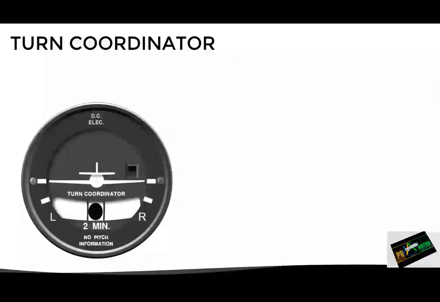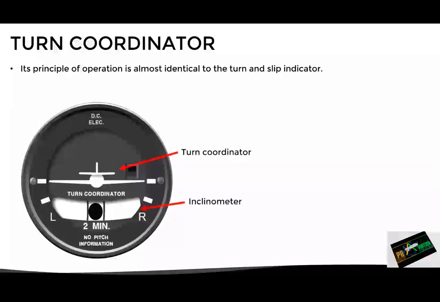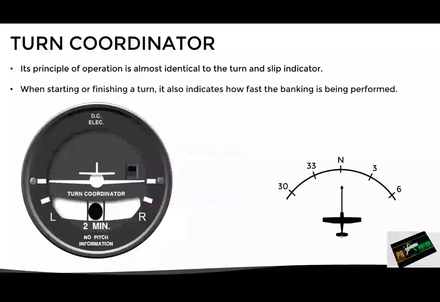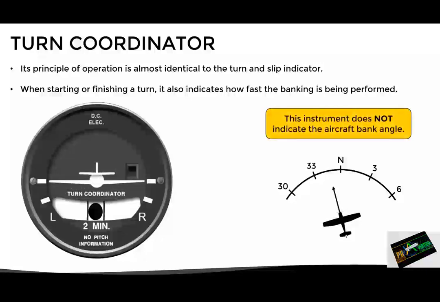The turn coordinator. The principle of operation of this instrument is almost identical to the turn and slip indicator that we have just seen. However, it has a slight difference, and it is that, when starting or finishing a turn, it also indicates how fast the aircraft is banking, not only the rate of turn. However, despite having this additional functionality, we must emphasize that this instrument does not indicate the bank angle. For that, we will have to use the attitude indicator. With this being said, let's see the parts of the turn coordinator.